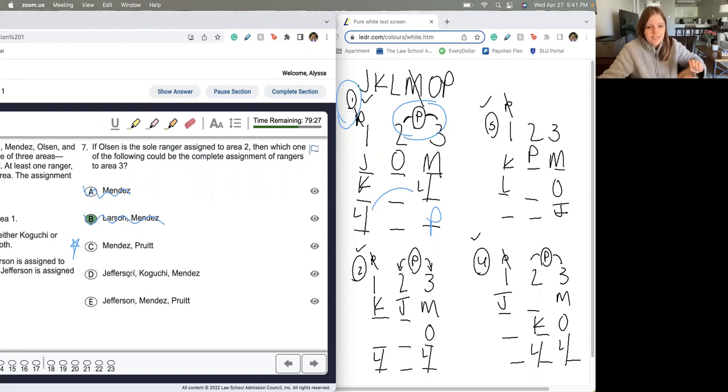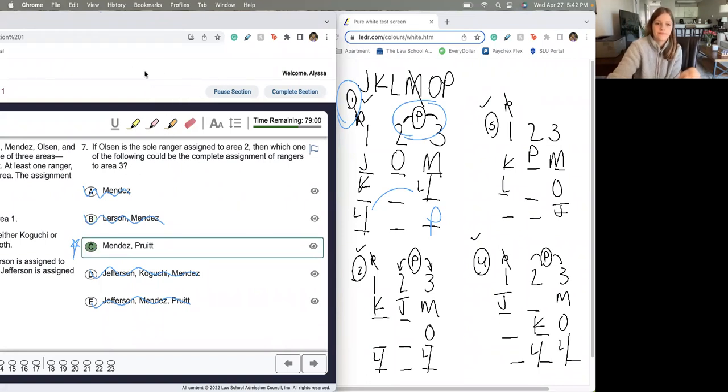And then D and E, we can't even have J over in area 3. So those are almost immediately out because I can't have a diagram where J is in that third column if we're using our first diagram. Actually, the only diagram where J is in 3 is this one. Interesting to note. So anyways, our answer choice is going to be C. Any questions about that?